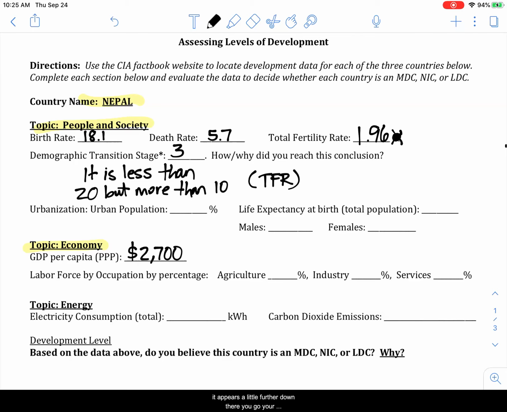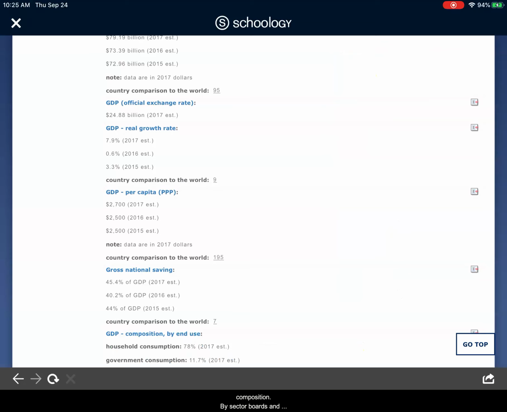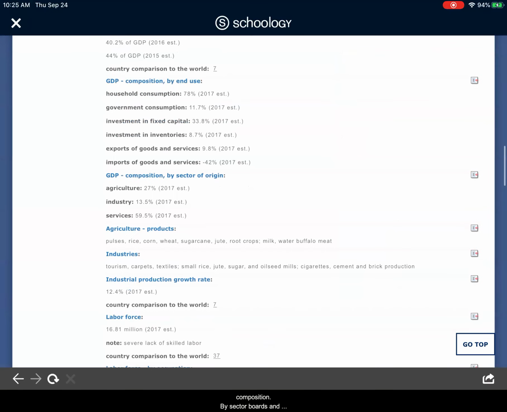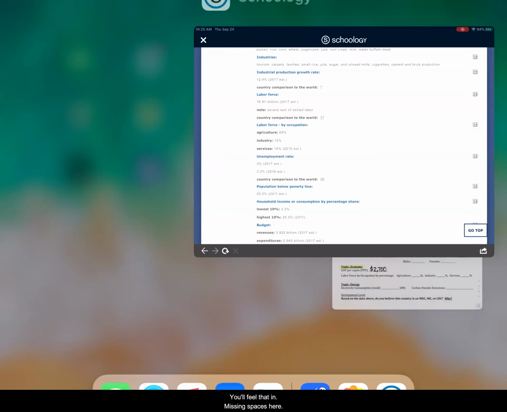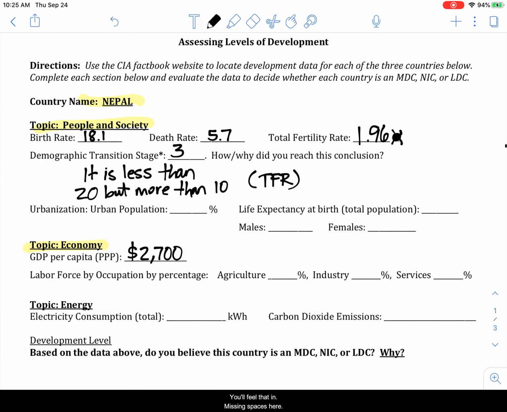Then we need to look up the labor force by occupation by percentage. I believe that appears a little further down. There you go, composition by sector of origin: agriculture, industry, and services. There we go, labor force by occupation. So agriculture 69%, industry 12%, services 19%. You'll fill that in the missing spaces here.